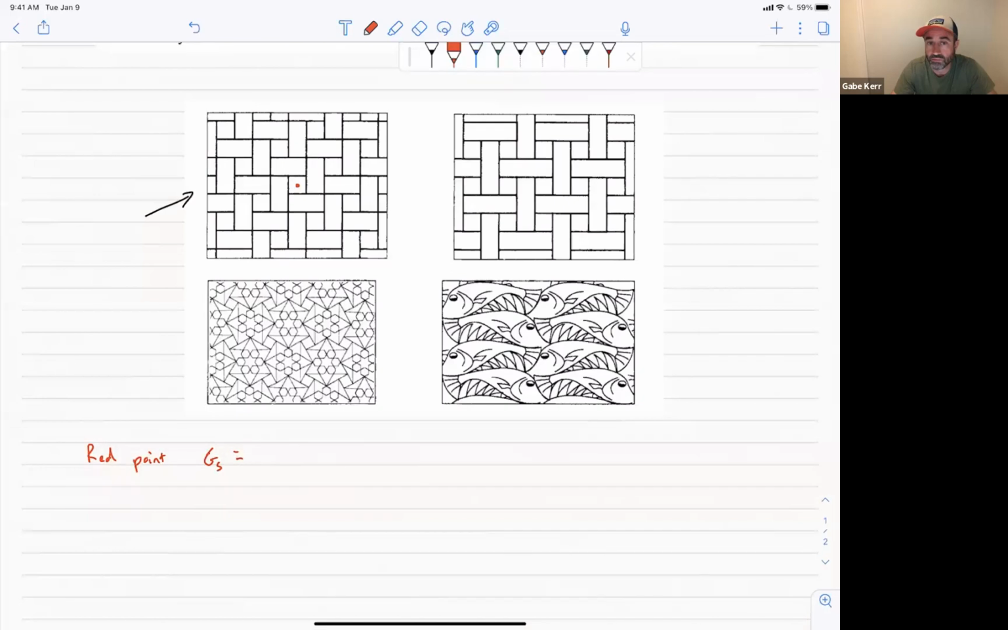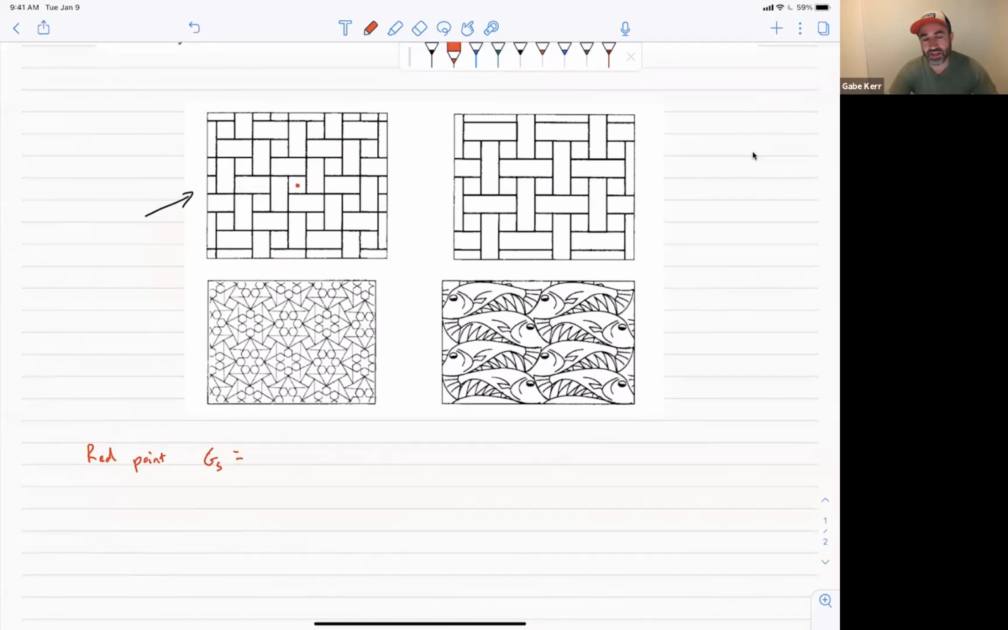What do you think? Are you asking me? I didn't hear the question. Oh, sorry. I was asking either of you what you think the stabilizer is for this particular red point. What do you think that we have here? The silence was just a precursor to the later silence. Apparently.